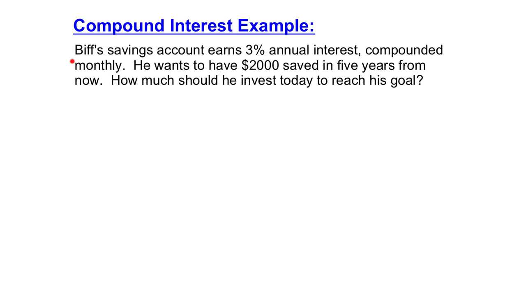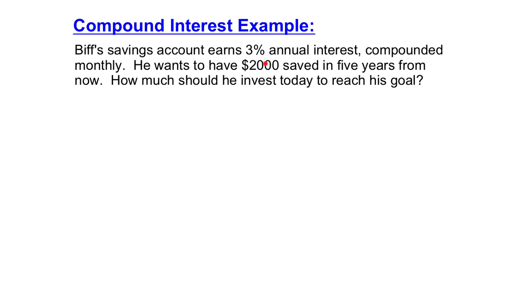So here's an example. Biff's savings account earns 3% annual interest, compounded monthly. He wants to have $2,000 saved in 5 years from now. How much should he invest today to reach his goal? So the picture is, he wants to have this much money, $2,000 in 5 years. He wants to know how much to put in his bank account now so that by the time the interest grows in his bank account, he will have $2,000.